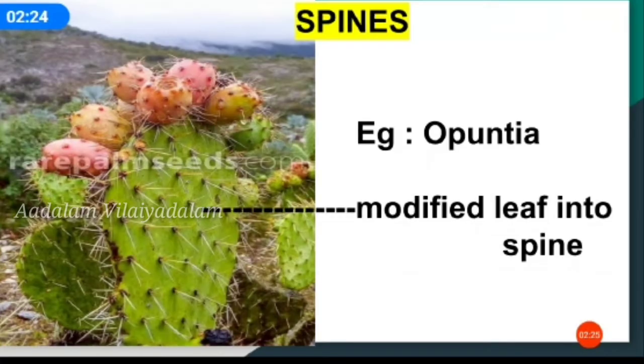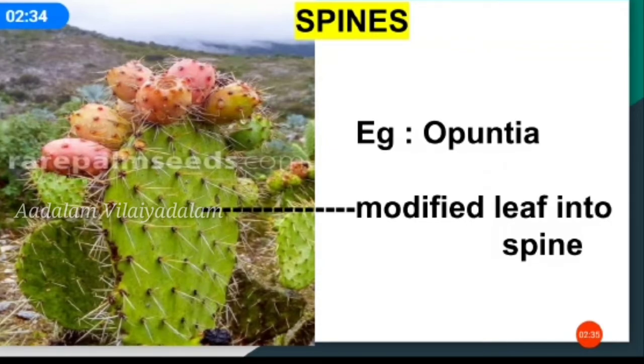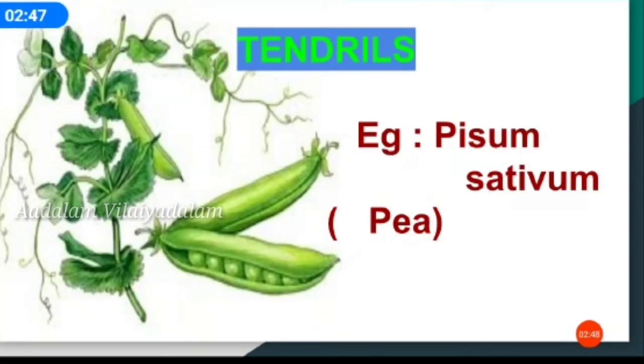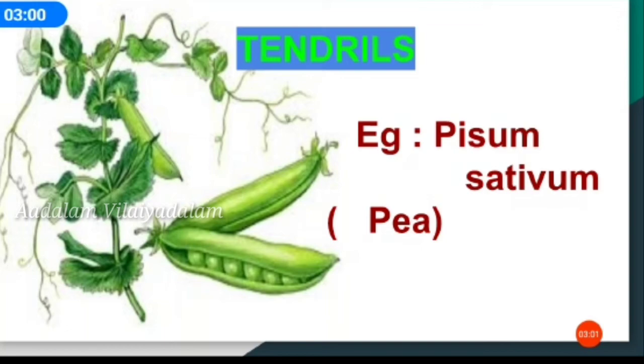Next, tendrils. In climbers like pea plants, the leaf of the plant is modified into elongated structures to help the plant climb. So these tendrils are the climbers. Next, phyllodes. In acacia-like plants, the petioles are expanded to form leaf-like structures. Then they carry out the function of leaf. So in phyllodes, photosynthesis takes place.